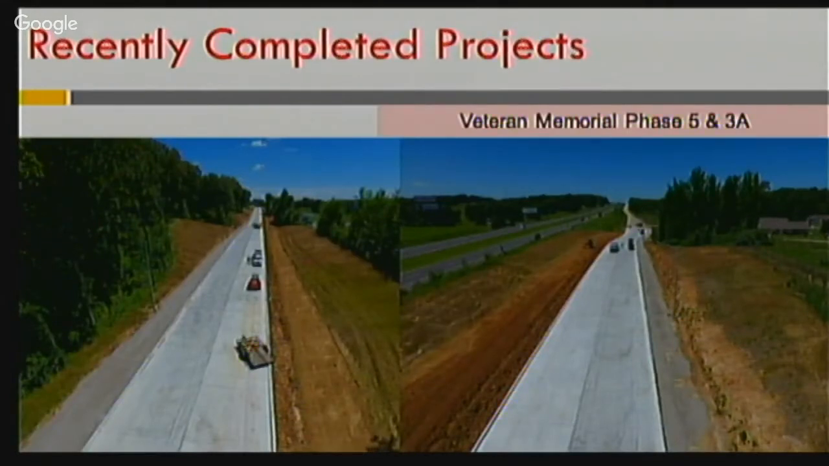So Veteran Memorial Drive, we completed phase 5 this year. We also completed phase 3A, which is up around the sportsplex. These are images of phase 5. This was about a $1.7 million investment. To your left is looking at the Hopper extension, and to your right is looking at the Scenic connection. So from Hopper to Scenic, it's about a 36-foot road with curb and gutter.